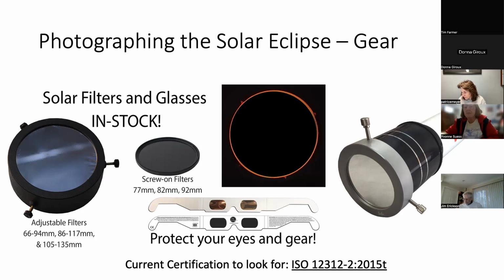And down there at the bottom, you'll see that it's ISO 12312-2 is how you'll see a lot. The semicolon 2015T, you'll also see it put that way. Either way, if it's the full with the 2015T or if it's just the ISO 12312-2, that is the certification you need to make sure that it is certified.